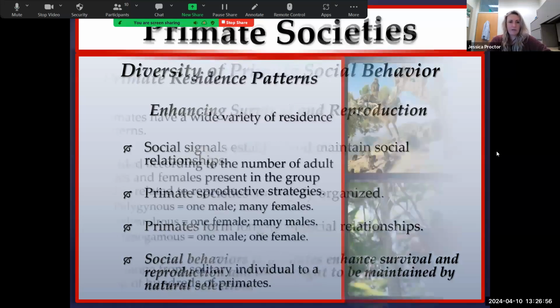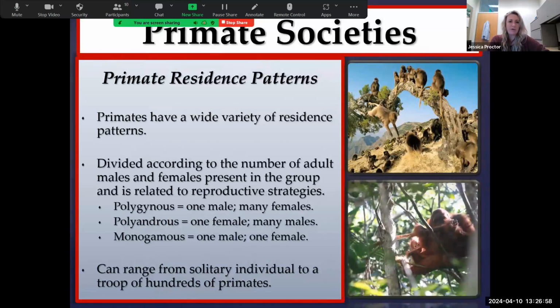All right. Okay, residence patterns. So primate residence patterns essentially refers to how a primate society is organized. How many adult males, how many adult females, and what's their reproductive strategy too, because these two things are generally correlated and related to one another. And primates have a really wide variety of ways that they do this. There are actually 6 different residence patterns we're going to learn about today.